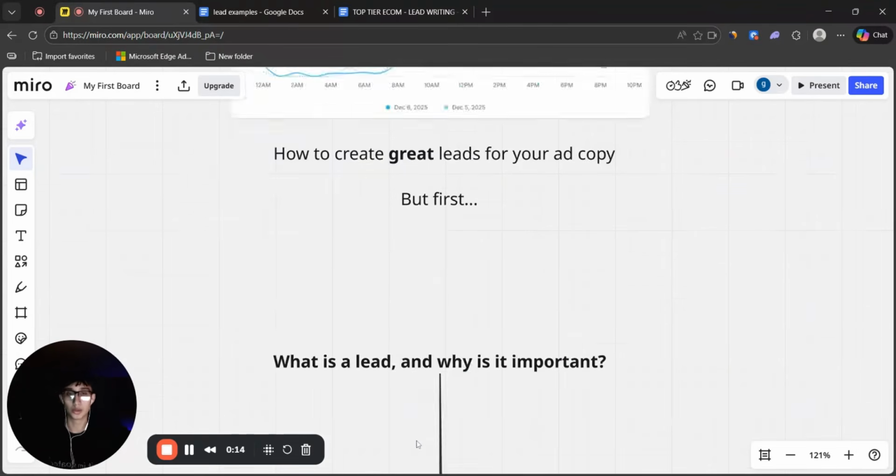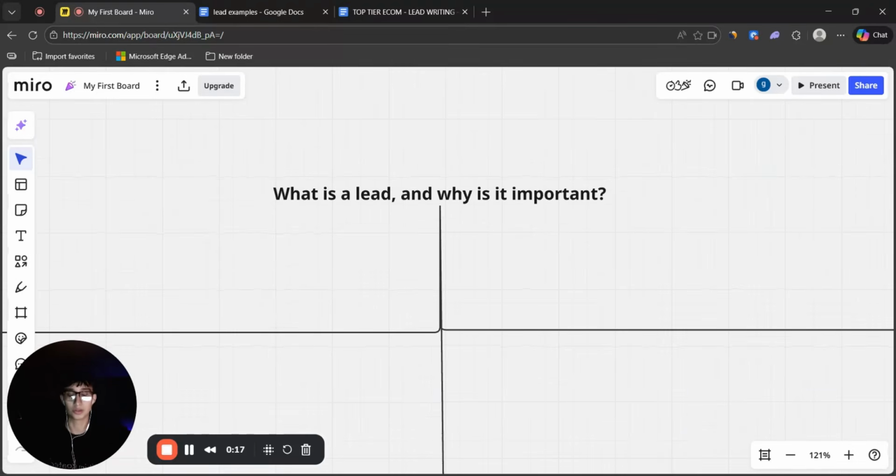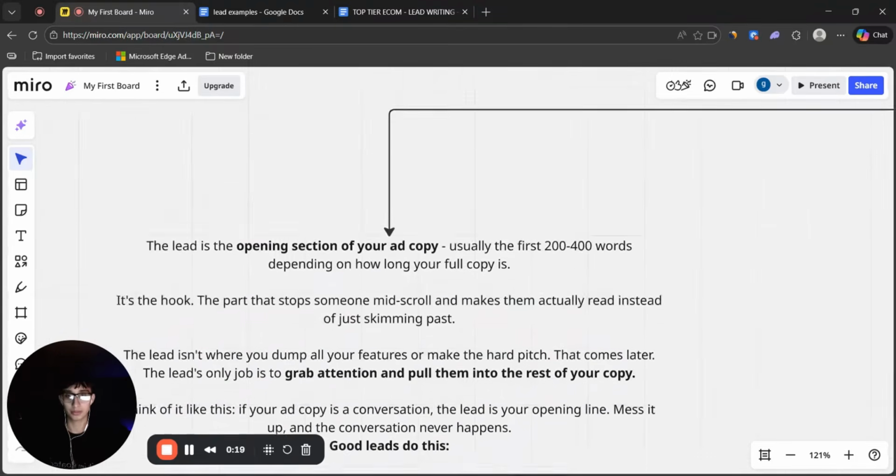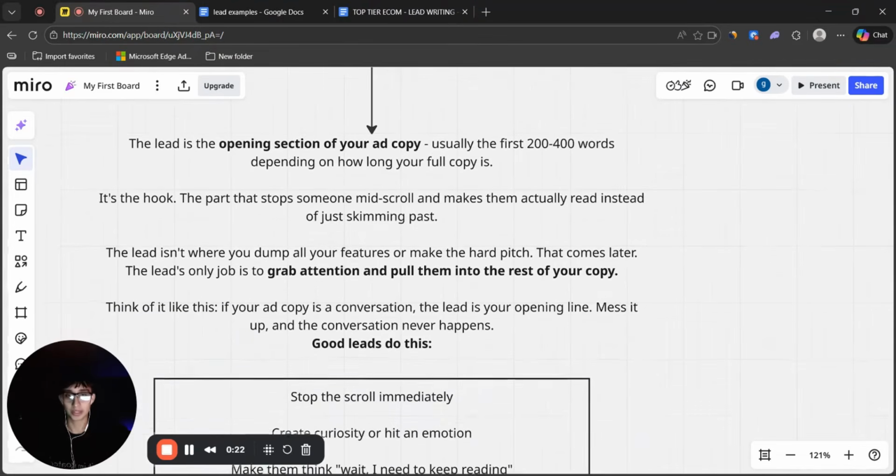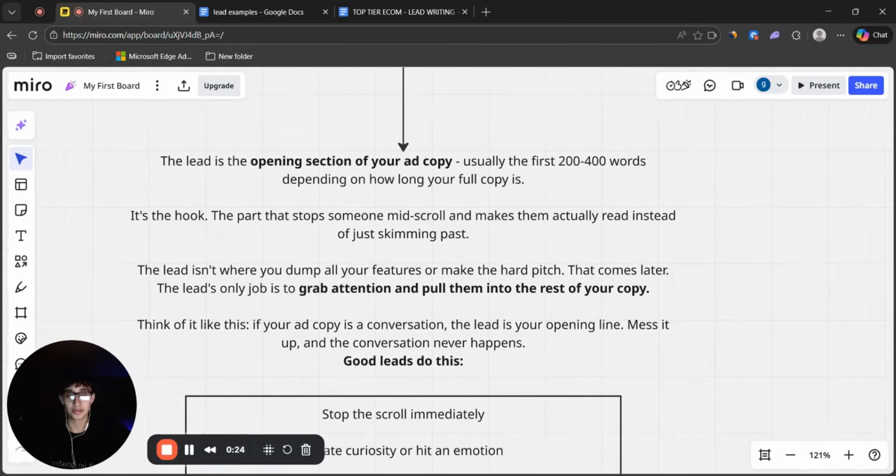But first, let's go over what a lead is and why it is so important, okay? The lead is the opening section of your ad copy. It's usually the first 200 to 400 words, depending on how long your full copy is. It's the hook, the part that stops someone mid scroll and makes them actually read instead of just skimming past, line jumping, doing all that. It gets them actually interested. So the lead is not where you dump all of your features or make the hard pitch. That comes later. The lead's only job is to grab attention and then pull them into the rest of your copy.